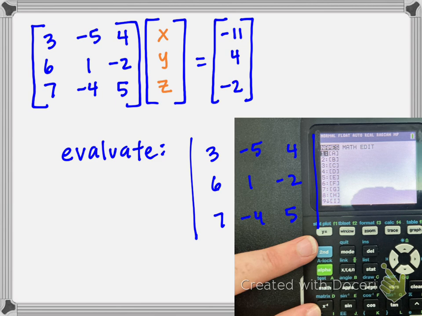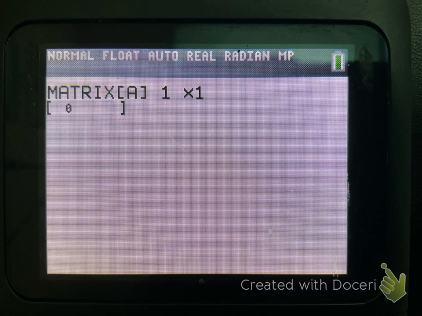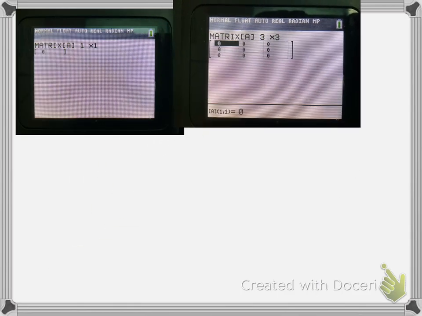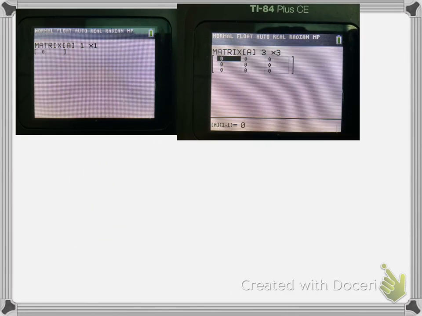Once you get to that, I'm going to go to my next slide so I can show you what I'm seeing. It gives you this option. Matrix A is a 1 by 1, but it's not. We know it's a 3 by 3, so we're going to hit 3, enter, 3, enter. And then it pops up a matrix that you can now enter your coefficients. So what you're going to want to do is now enter the coefficients of matrix A.